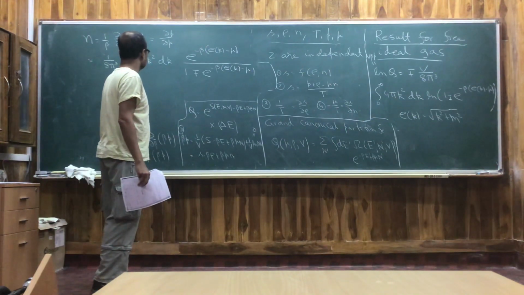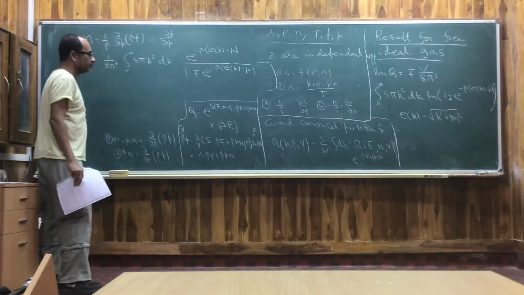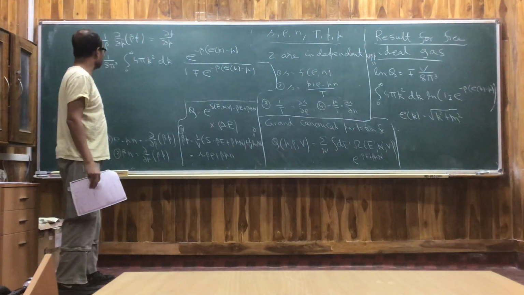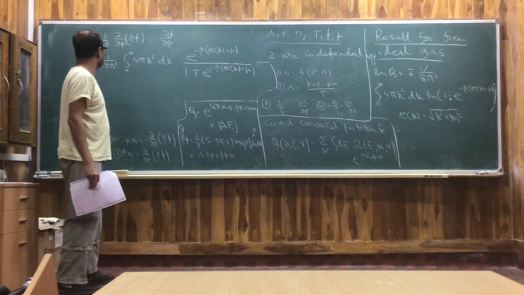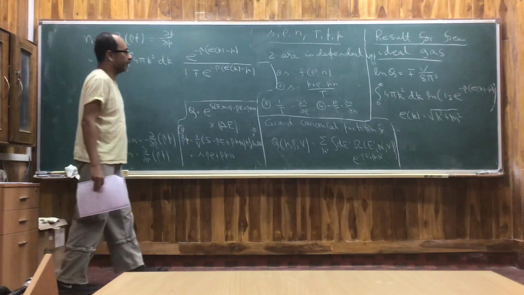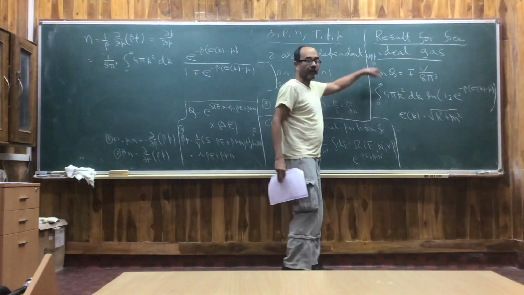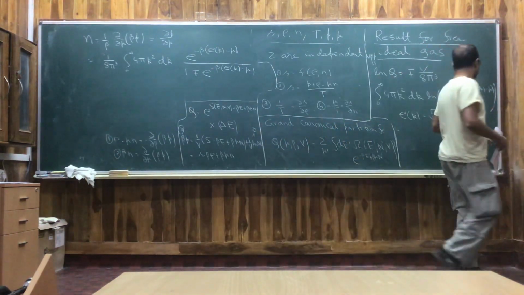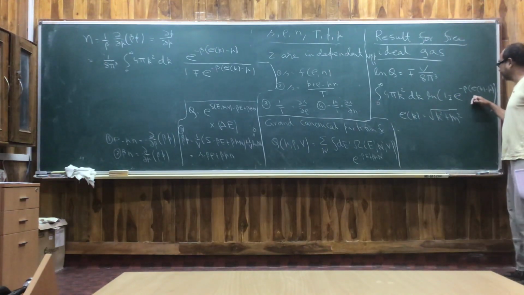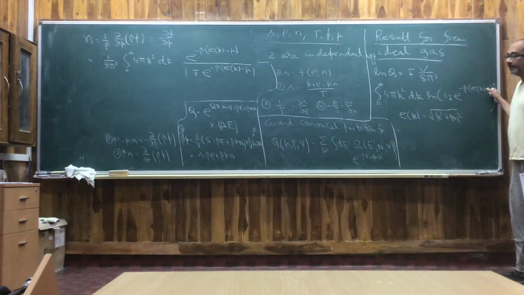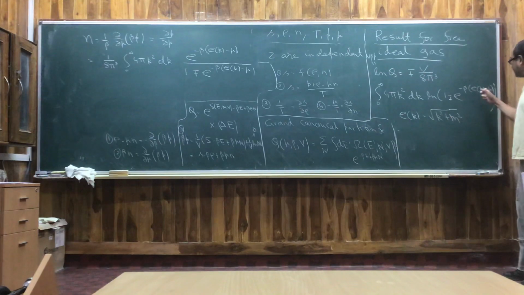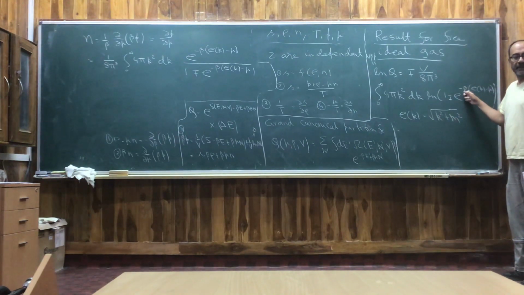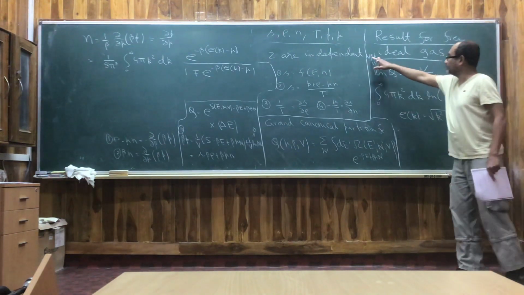Is there some beta left over? No, that will be cancelled, because there is a 1 over beta coming from here. You are taking a derivative with respect to mu, so you get 1 over this times the derivative of this, and that's what I have written here. The derivative of this will bring down a beta, but that beta gets cancelled because we have a 1 over beta, since P is 1 over beta times this.